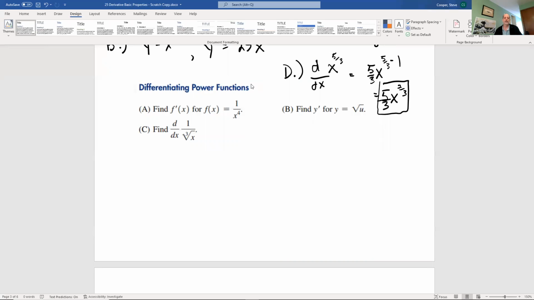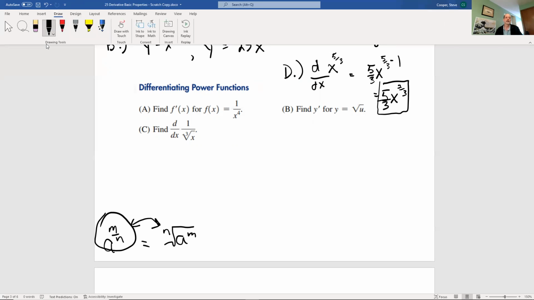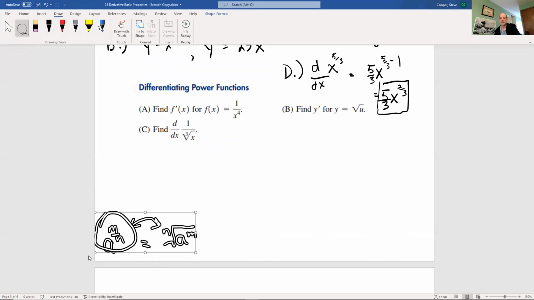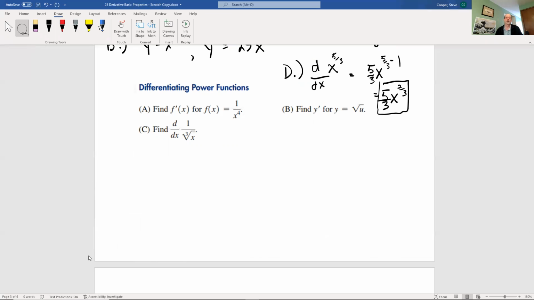So for part A here, all we have to remember is if I've got a to the m over n, that's equivalent to the nth root of a to the m. So I can write these interchangeably. And in order for us to use the power rule, I'm going to want this form. So any radicals, I'm going to immediately put them into exponential form. All right, so let's try A first of all.